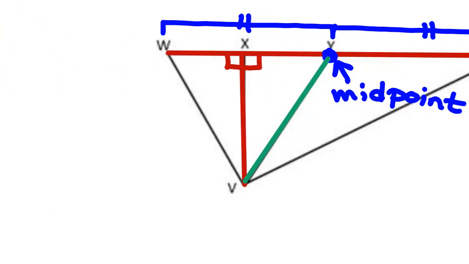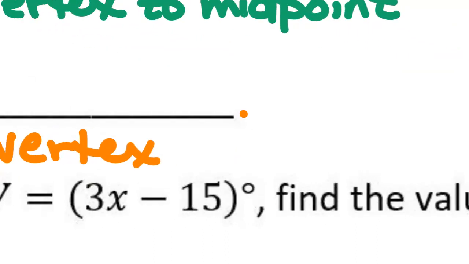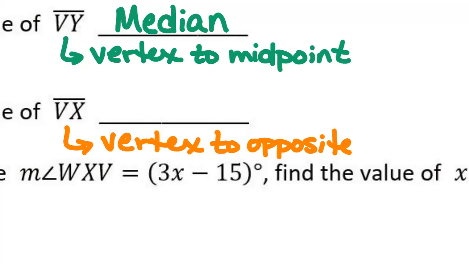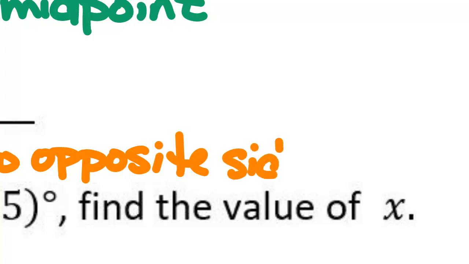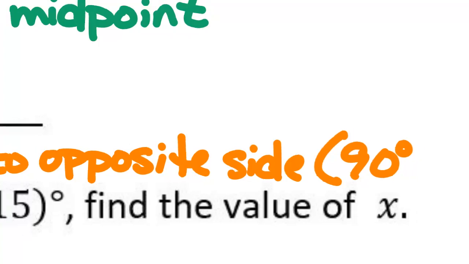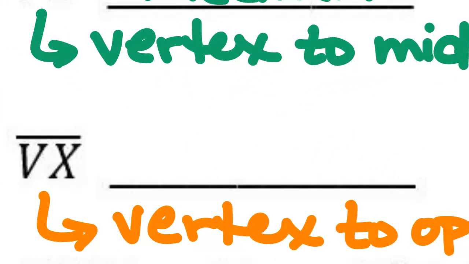Name of Vx. Vx, this guy right here, goes from a vertex to the opposite side, and makes a 90-degree angle with the opposite side. Because it makes a 90-degree angle with the opposite side, and because it starts at a vertex, that means this is an altitude.